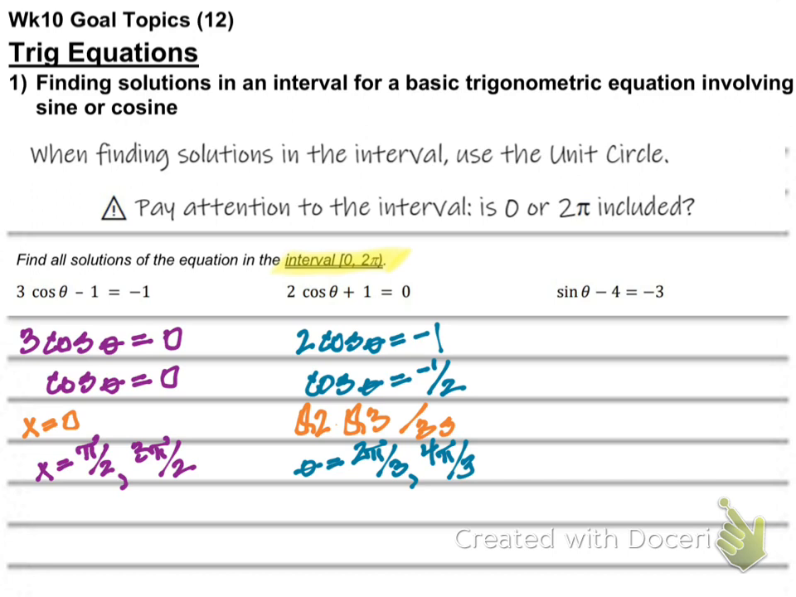The sine of theta minus 4. So we're going to add 4 to both sides. And I get the sine of theta is 1. So the sine of theta is 1 where y is 1, correct? Because sine is y. And there's only one place on the unit circle where the y value is a positive 1, and that is pi over 2.